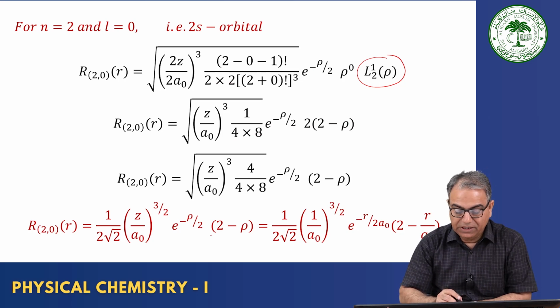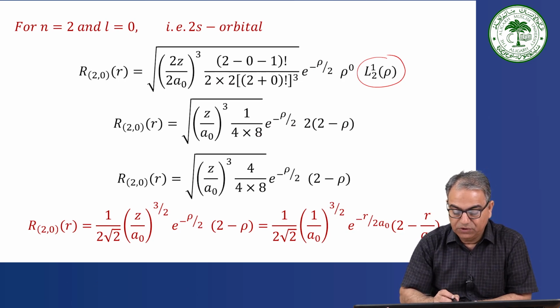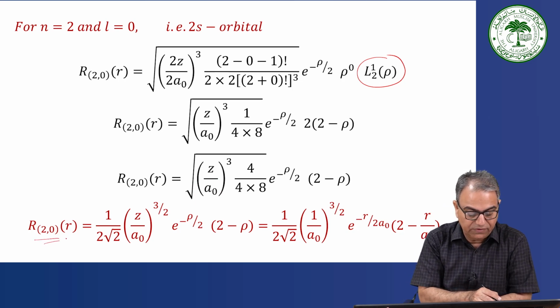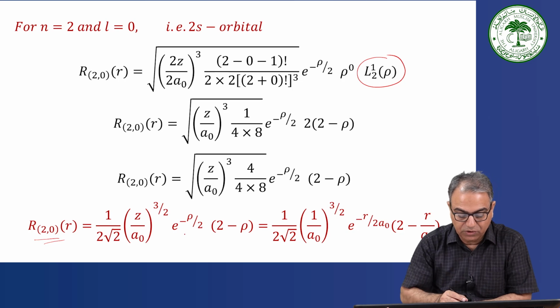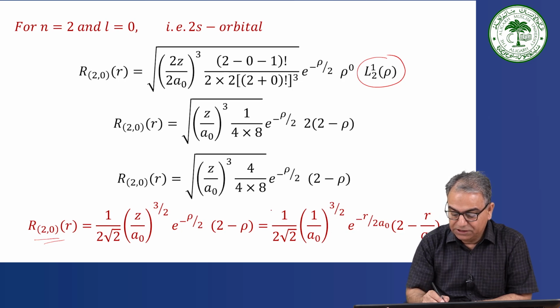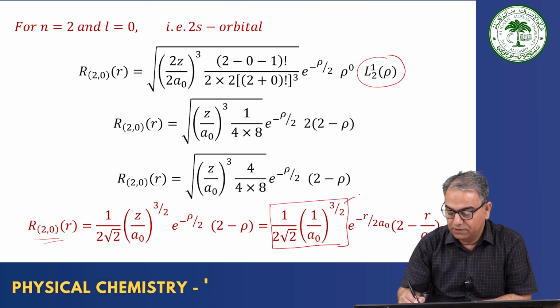Okay, so what you finally get is z divided by a naught, R20 is actually 1 over 2 root 2, z divided by a naught to the power 3 by 2, exponential minus rho by 2, 2 minus rho. And look at this part here, 1 over 2 root 2, 1 over a naught raised to the power 3 by 2, is a constant.